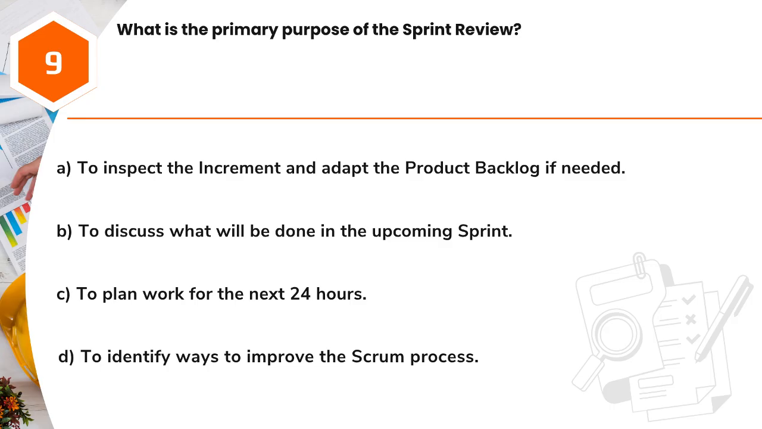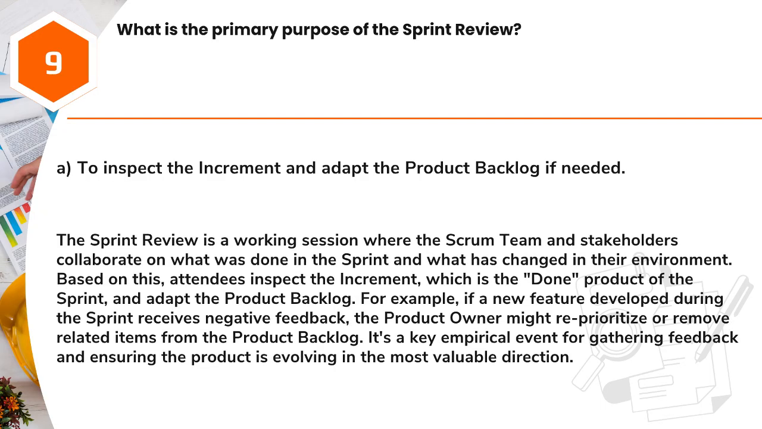Question 9. What is the primary purpose of the sprint review? A. To inspect the increment and adapt the product backlog if needed. B. To discuss what will be done in the upcoming sprint. C. To plan work for the next 24 hours. D. To identify ways to improve the Scrum process. Answer: A. To inspect the increment and adapt the product backlog if needed.